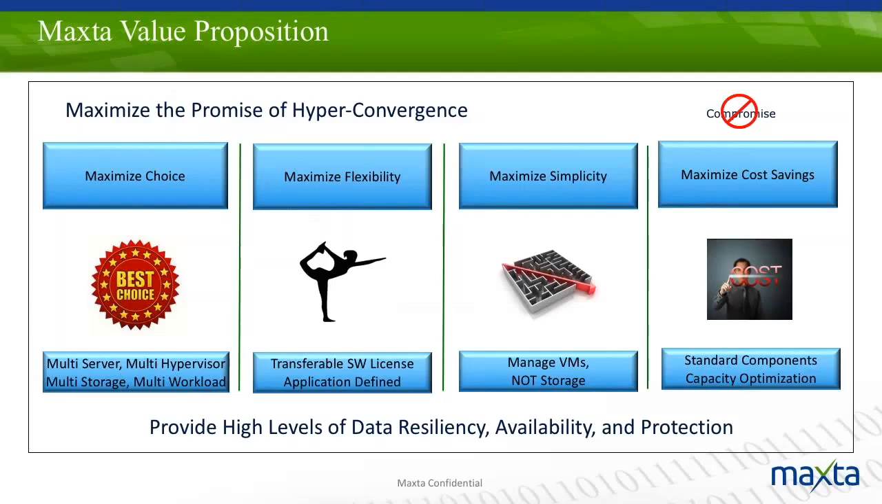So really, our value proposition is maximizing your choice, both across software as well as hardware. Your flexibility, how you want to grow the infrastructure. Do you want to add compute? Do you want to scale storage? Do you want to use a particular hypervisor? Being able to transfer that software license is a huge difference in this type of industry. As well as the application-defined stuff. Hopefully that was fairly intuitive, and you learned a little bit more about how we do some of that. Maximize your simplicity.